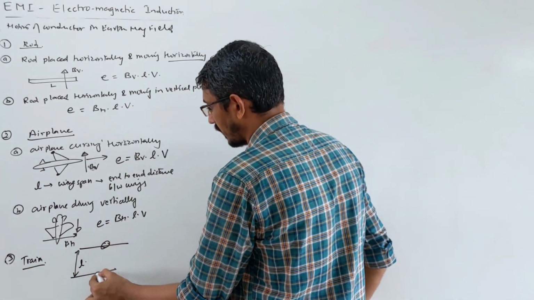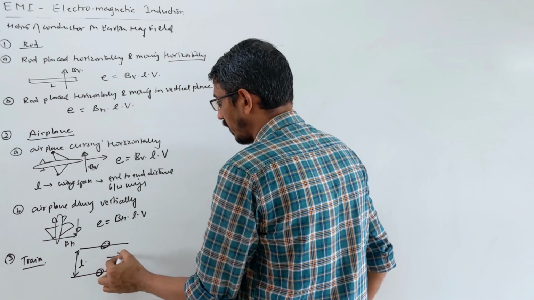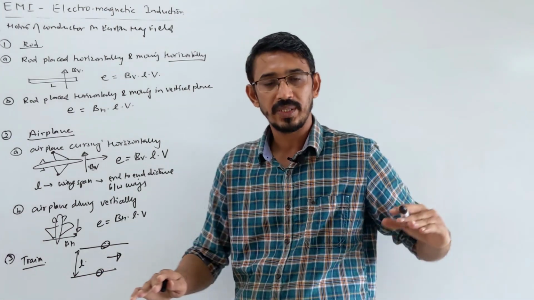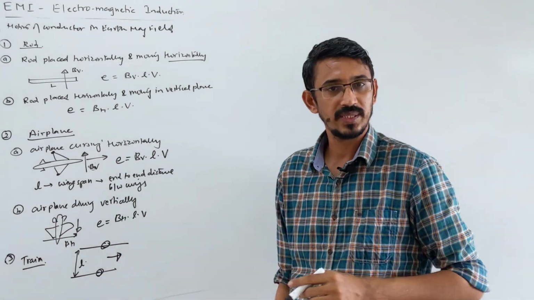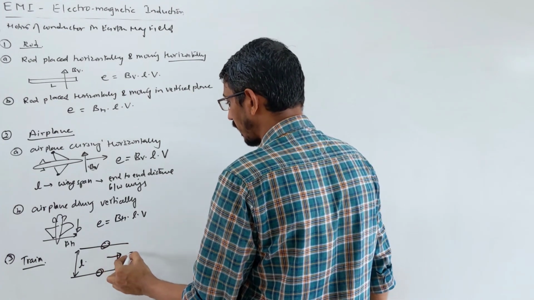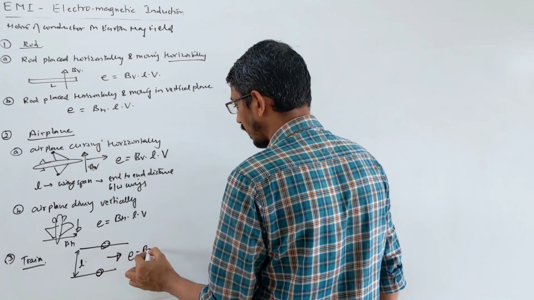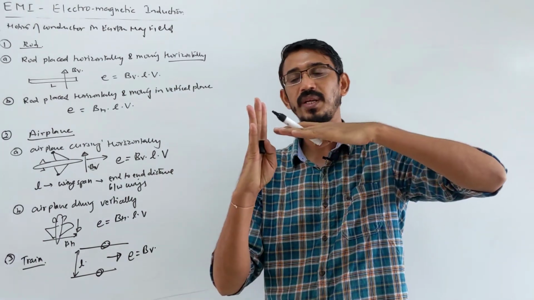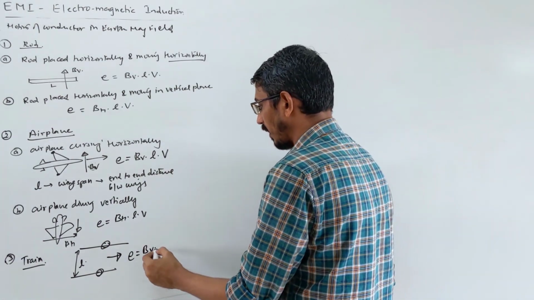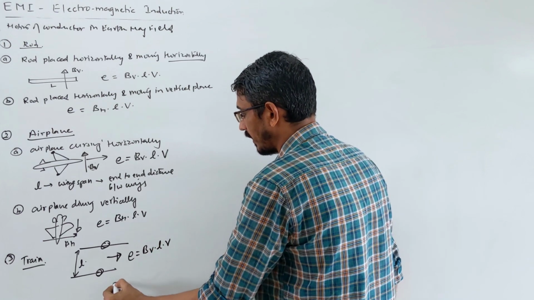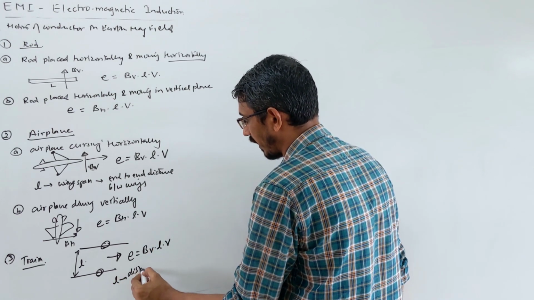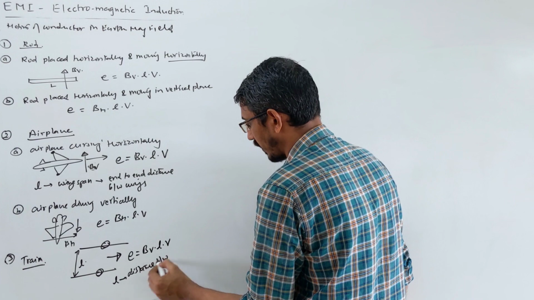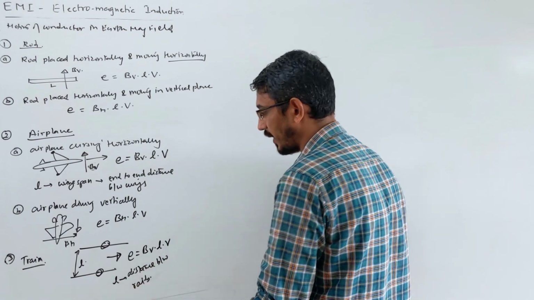Here we have the wheels of our train, right? Yes, so the train is moving this way, horizontally, we need the vertical component of Earth's magnetic field, right? So if they ask the EMF induced in the train, it is B vertical, okay, the train moving horizontally, we need the vertical component of Earth's magnetic field, length and V. Here length is what? Obviously the distance between rails, correct?